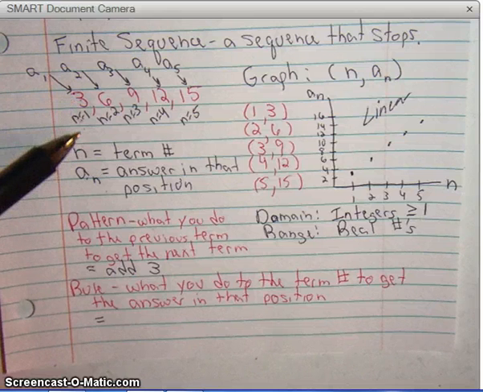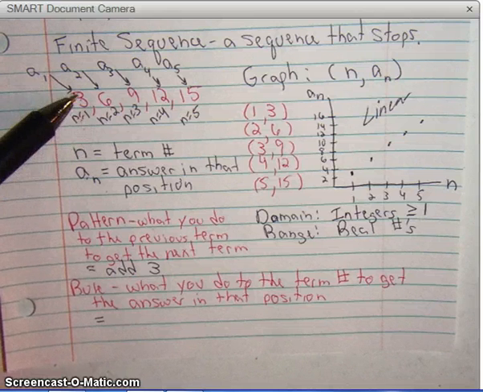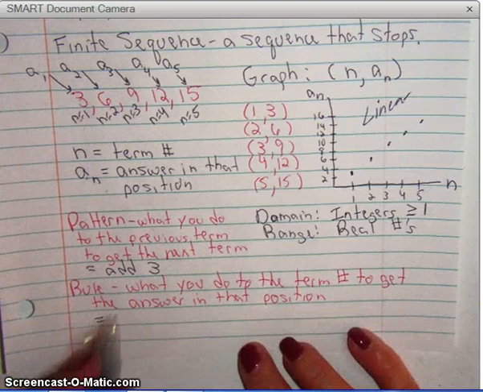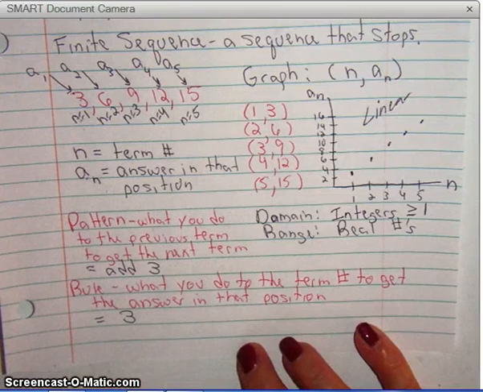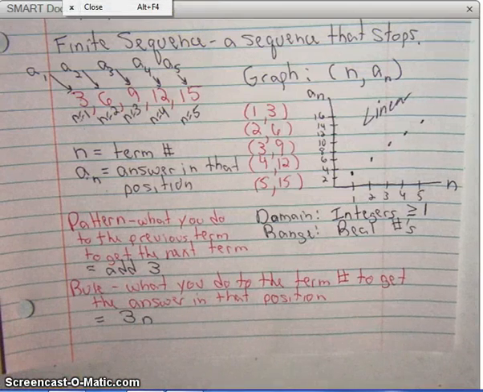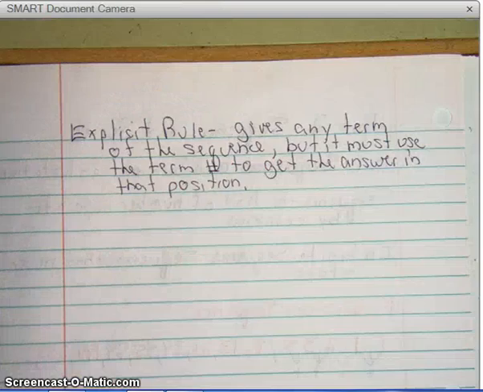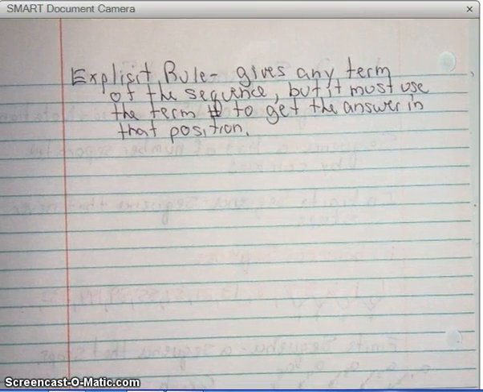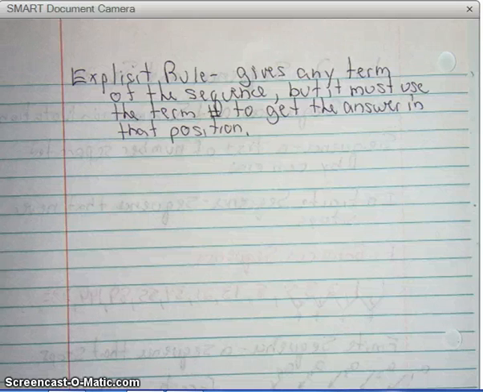Autumn? Yeah. 3 times 1 is 3. 3 times 2 is 6. 3 times 3 is 9. So the rule is 3 times the term number. So 3 times n. Now, once you know the explicit rule, you can find any term of the sequence. So I could ask you the 100th term, and you wouldn't have to generate 100 terms. You'd be able to use the rule to find it.